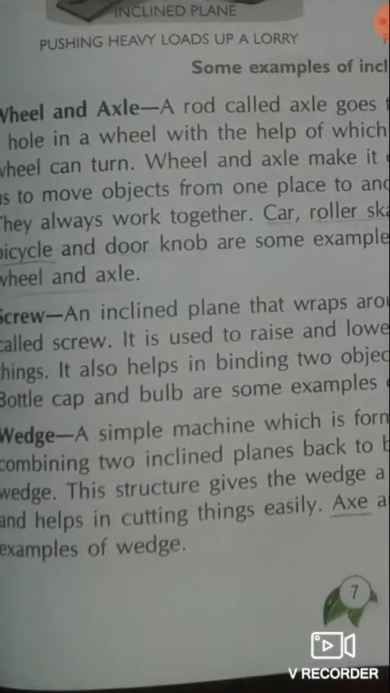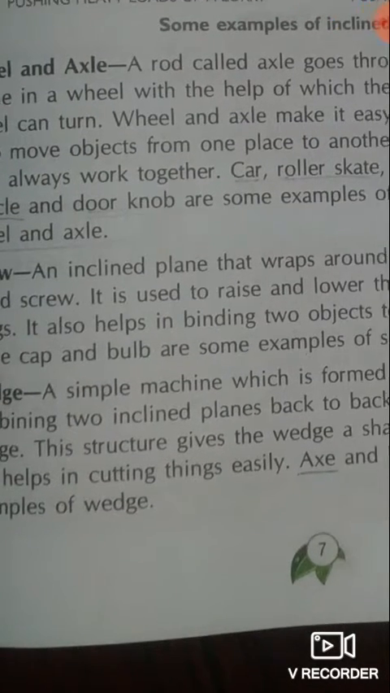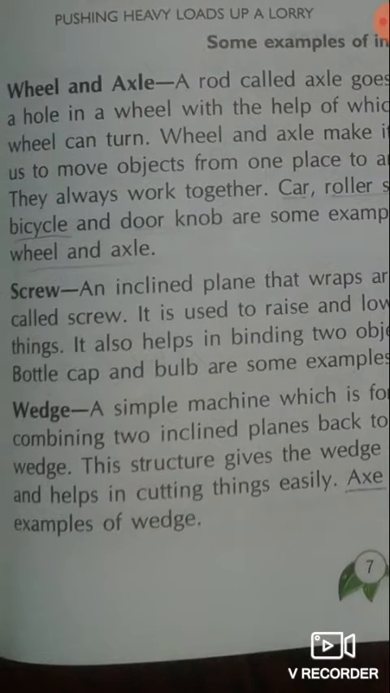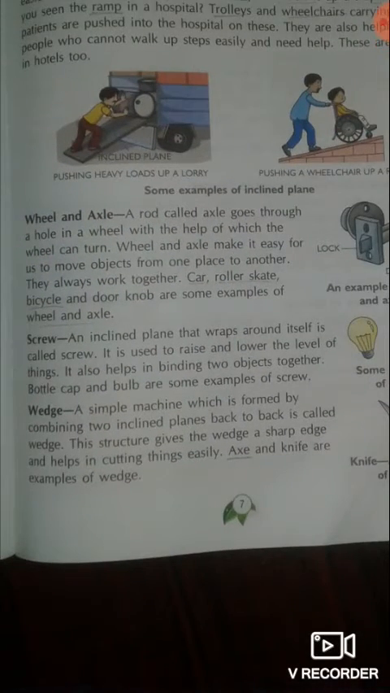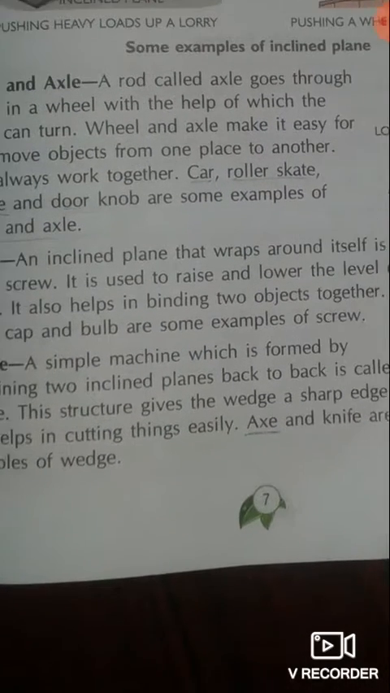After that it can help to turn. Wheel and axle make it easy to move objects from one place to another. Okay, for example, car, roller skate, bicycle, doorknob, etc.